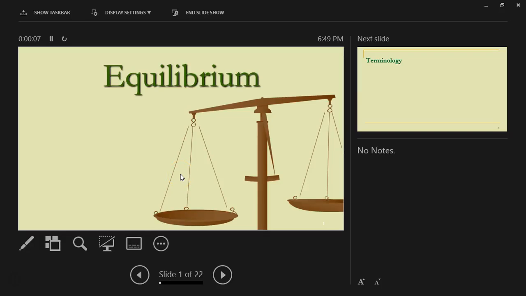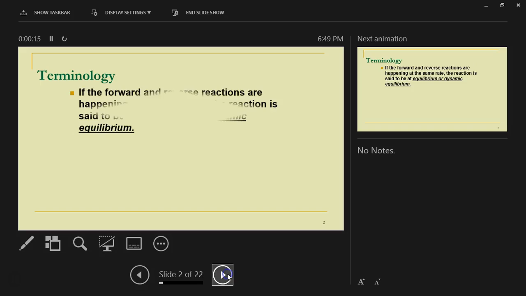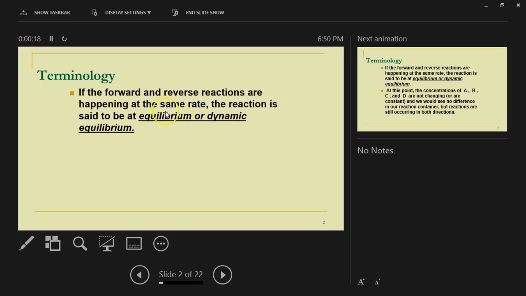Okay, this is our introductory lecture on equilibrium. All right, so what is equilibrium? There are a couple different words, and one of the words is dynamic equilibrium. If the forward and reverse reactions are happening at the same rate, the reaction is said to be in equilibrium, or in that case, more specifically, dynamic equilibrium.